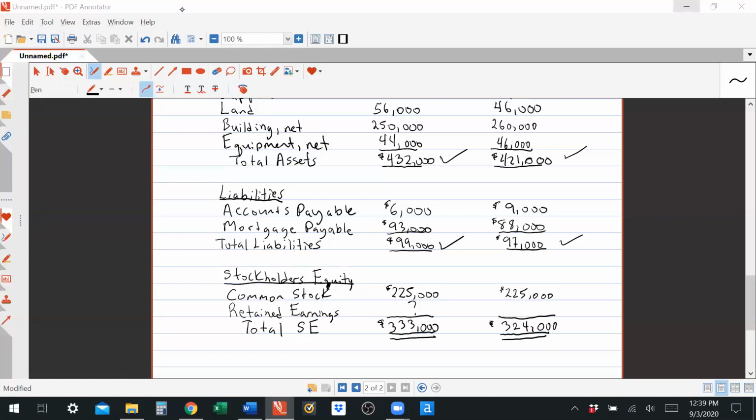$99,000. That's right, Alexis. Good. And at the end of 2019, 225,000 plus X equals 333,000. What's X? 108,000. That's right, Anthony. So the ending balance at the end of 2019 in retained earnings, 108,000. And there's our balance sheet. We finished part A.